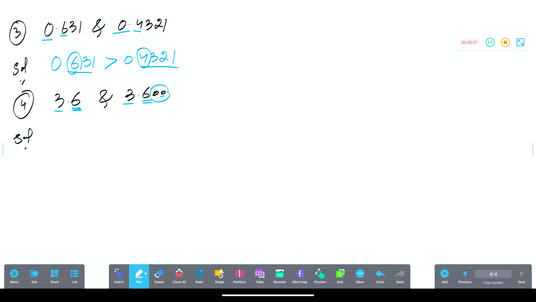Now clearly 3.6 is not greater or smaller than 3.600. It is equal to 3.600. They are equal, because after the decimal point, zeros on the right side of the digits don't make them smaller or greater. So this is the second topic that we were able to do today.